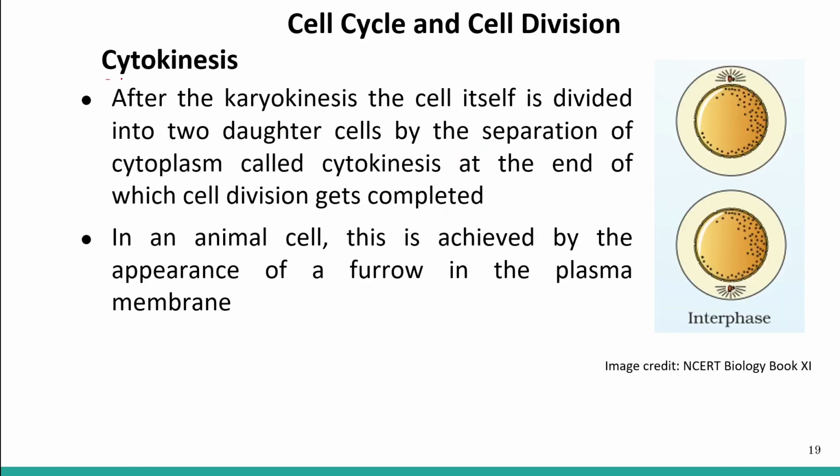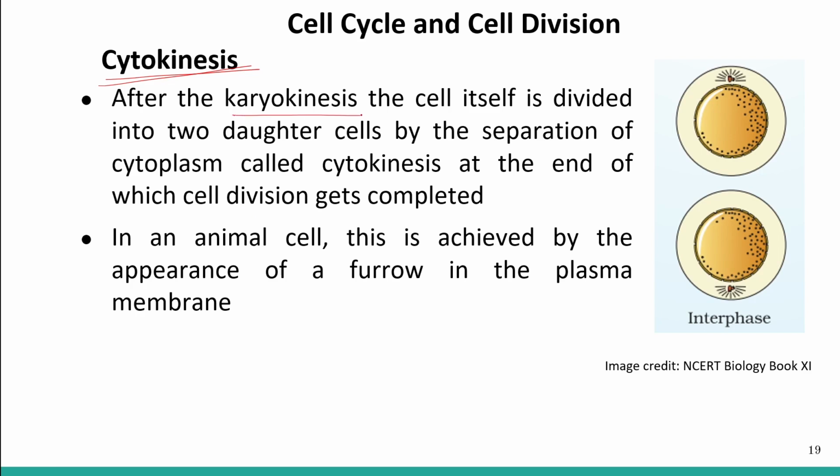Now, after this karyokinesis, till here we have studied about the karyokinesis, in which what happened? Prophase, metaphase, anaphase, and telophase. These are the four different stages in which the division of the nucleus occurs and two nuclei are formed in one cell. Now, the cytoplasm divides. So that is the cytokinesis part.